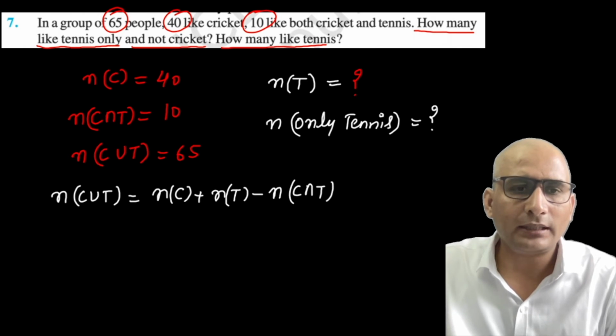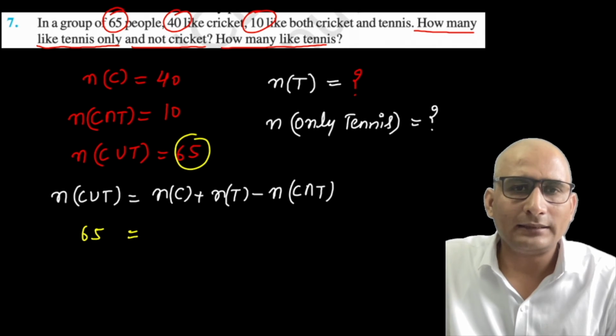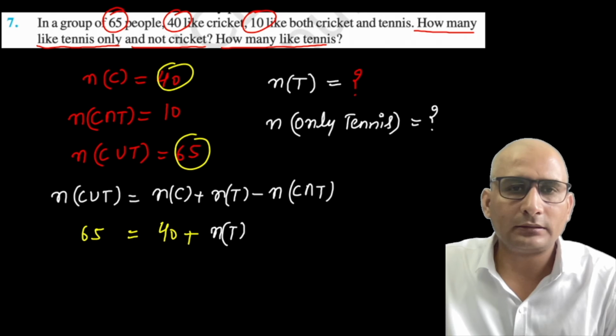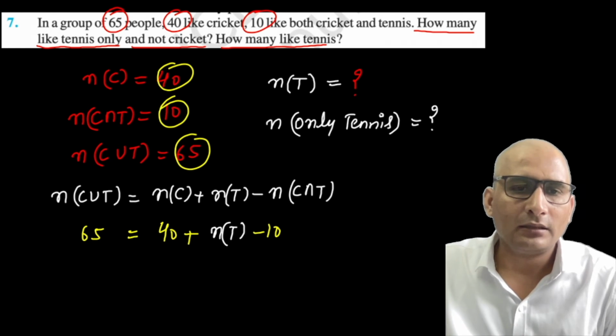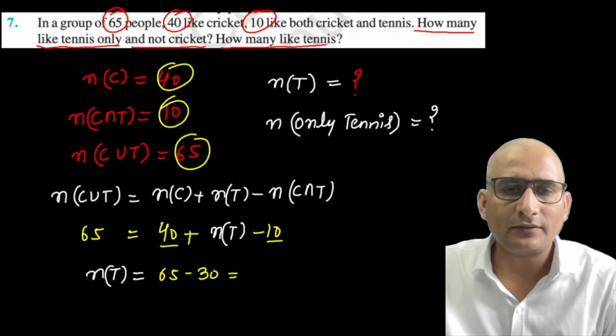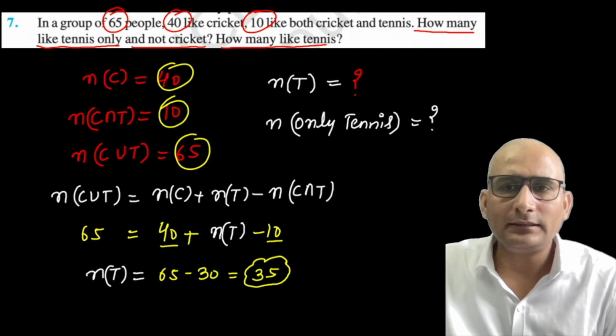Now put all the values here, the given values. What is given is 65. What is NC? It is given 40. NT is not known, we need to find it. And what is the intersection given? 10, minus 10. So now let us find NT from here, number of tennis. So it's 65 equals 40 minus 10, which is 30, minus 30. Shift that 30 to the 65 side, so it comes out to be 35. So 35 people like tennis. How many people like tennis? It's 35. So 35 people like tennis.